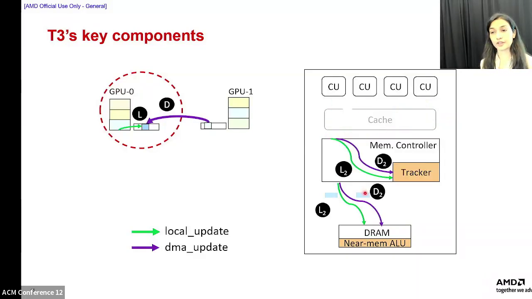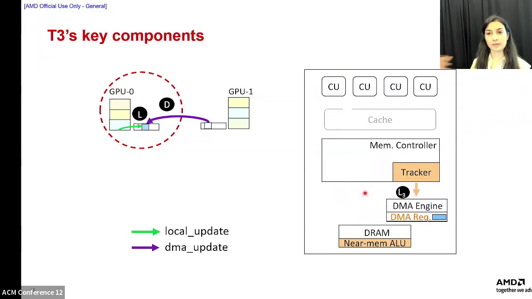In addition, we introduce a tracker at the memory controller, which also tracks the updates, both the local as well as DMA updates, and triggers a pre-queued DMA command once it has received sufficient or all the required updates. Now let's look at each of these components in detail.